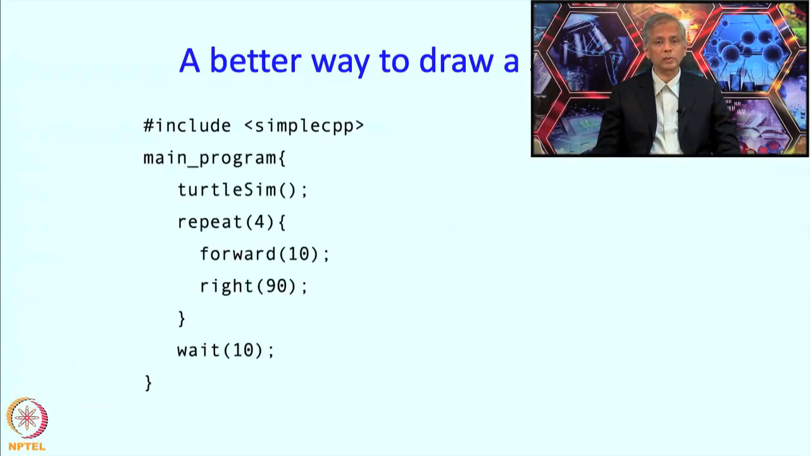This will also draw a square, but it's a nicer way to draw a square because I don't have to type it so much. Imagine if I wanted to draw a 100-sided polygon, I would have had to type things 100 times, but with a repeat statement, I can just say repeat 100 times.